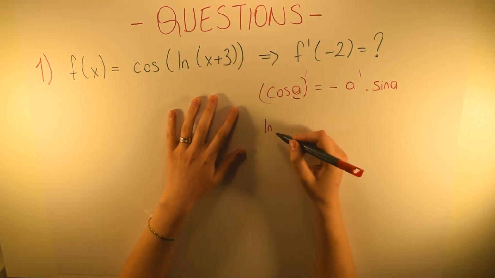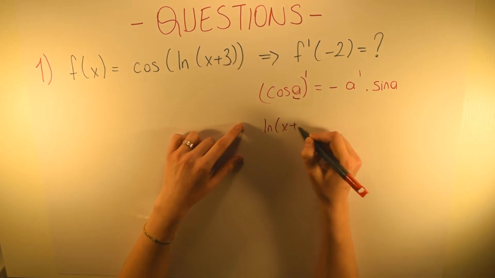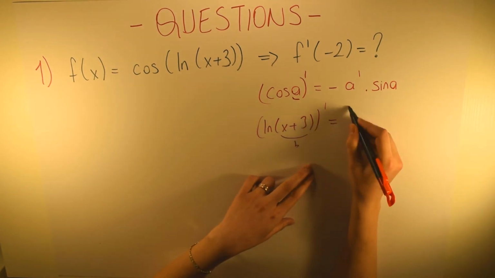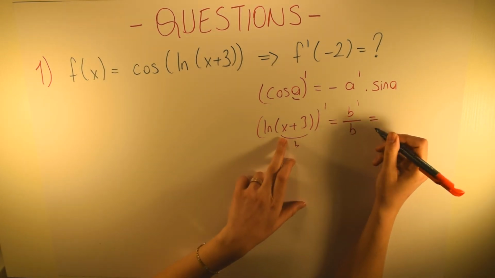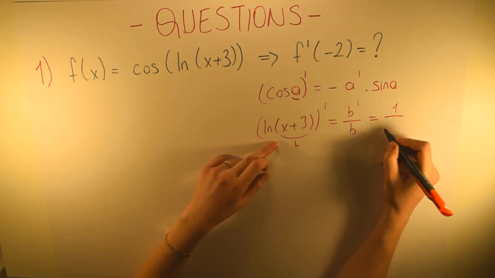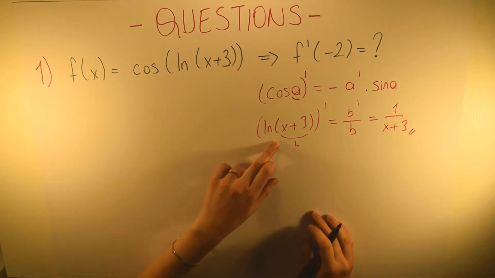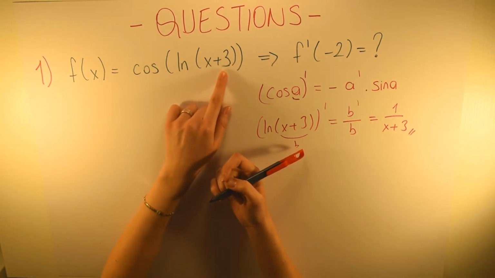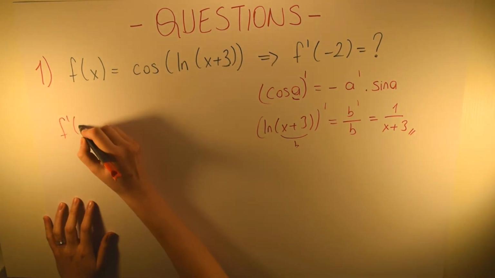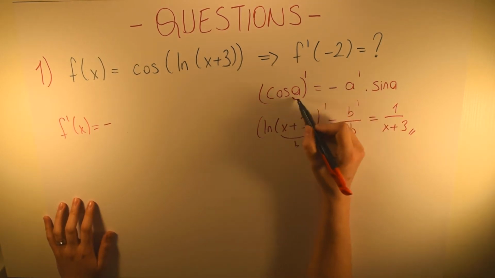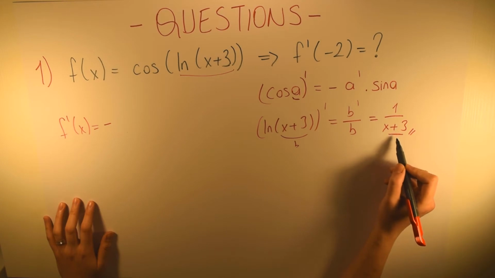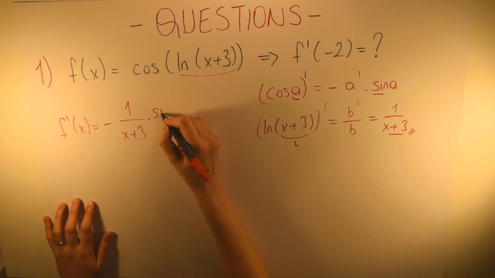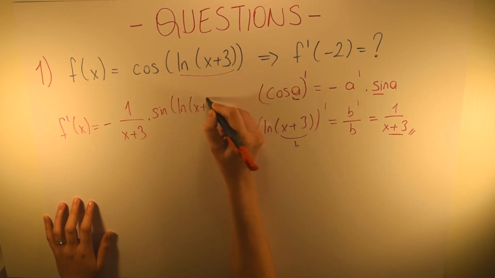So what was the formula for the derivative of natural log? When I take its derivative, let's say this is b, it's equal to the derivative of b over b, which here is the derivative of x, which is 1, over b, the whole thing, x plus 3. Okay, now let's go back to our question. So the derivative of cosine of natural log of x plus 3 is equal to minus the derivative of a, which is 1 over x plus 3, times sine of natural logarithm of x plus 3.